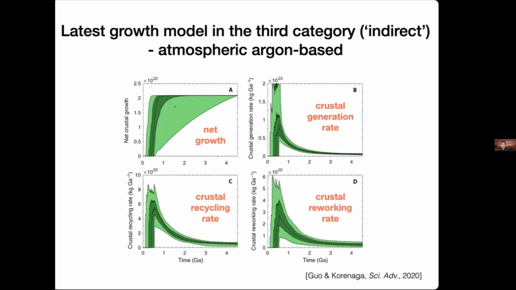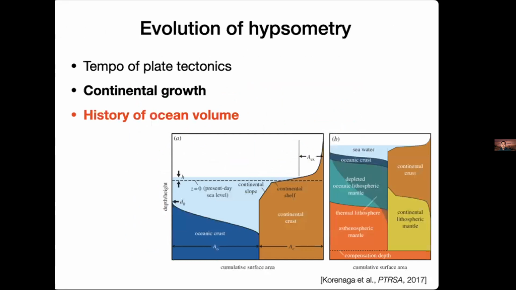But this net growth reflects the dynamic balance between crustal generation and crustal recycling, both of which seem to be very intense in the early Earth. So having lots of continental crust in the Earth's first 1 billion years or so is a real possibility. That's more or less the state of the art on the issue of continental growth. Now I'd like to turn to the history of ocean volume, which is as important as the evolution of continental crust if we want to understand the surface conditions in the past.